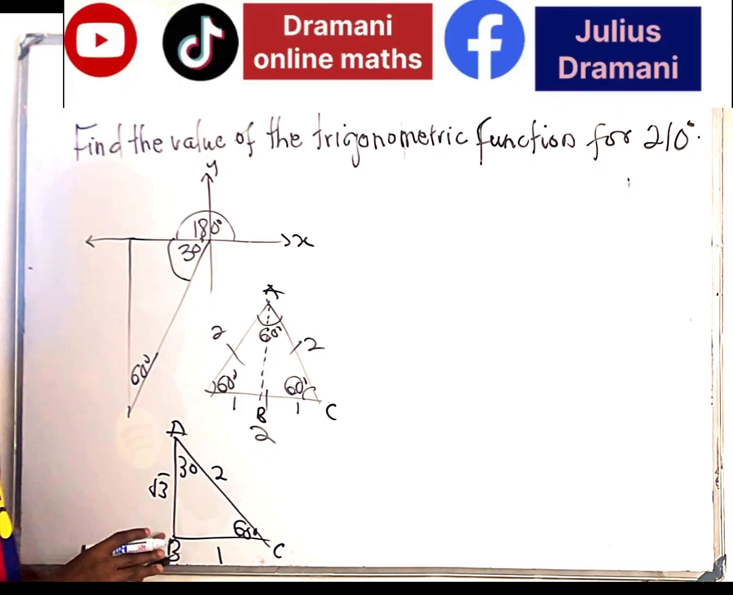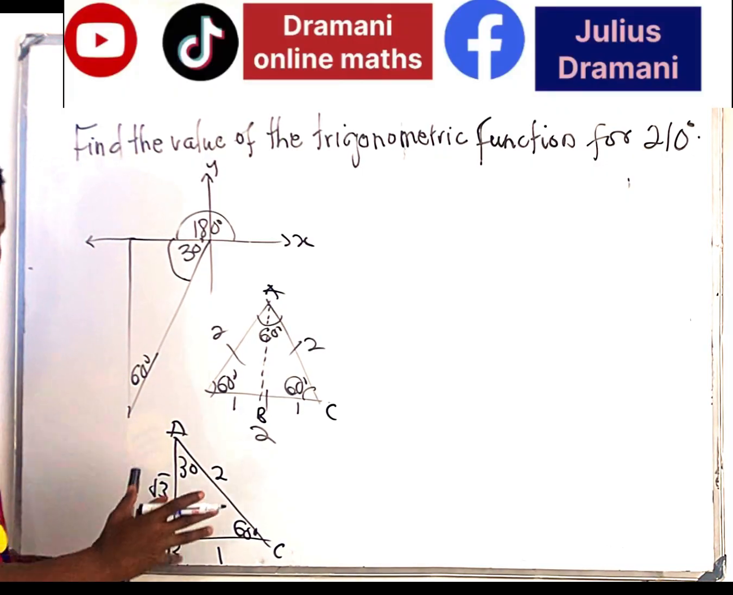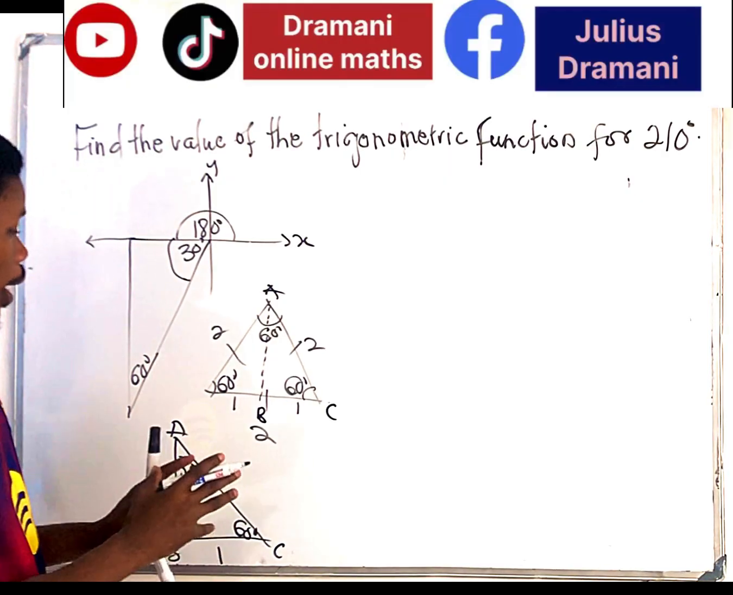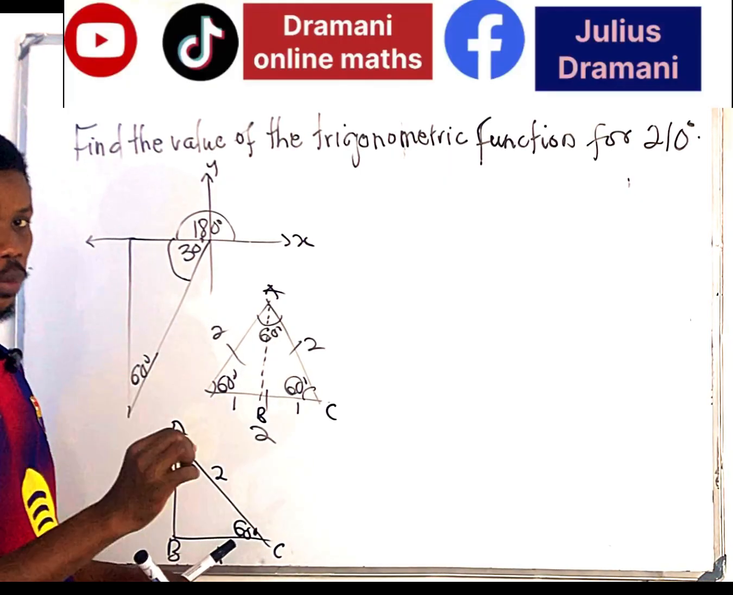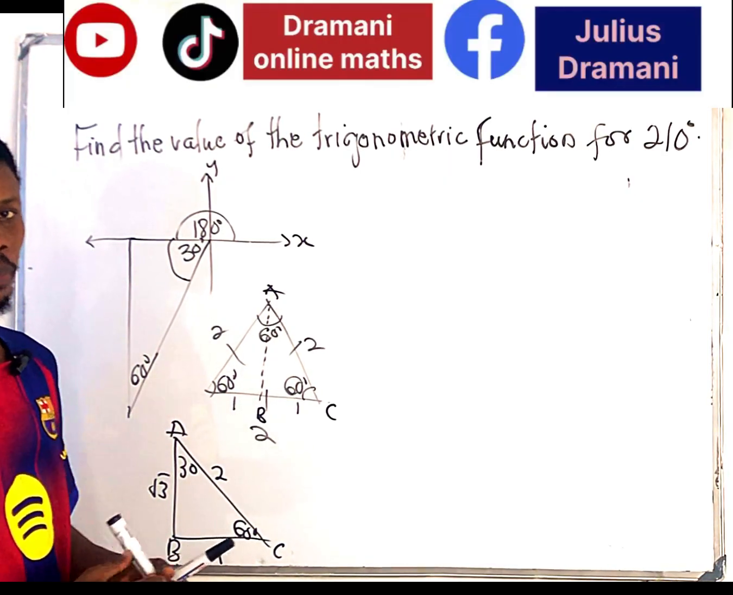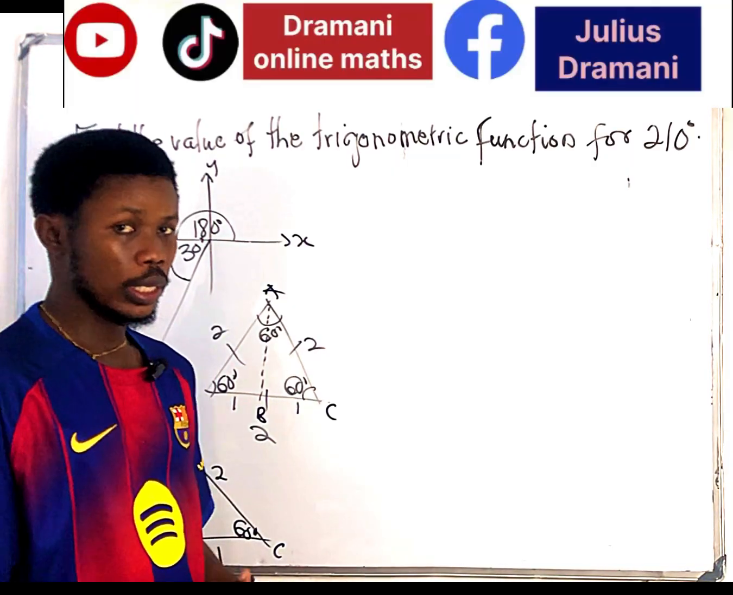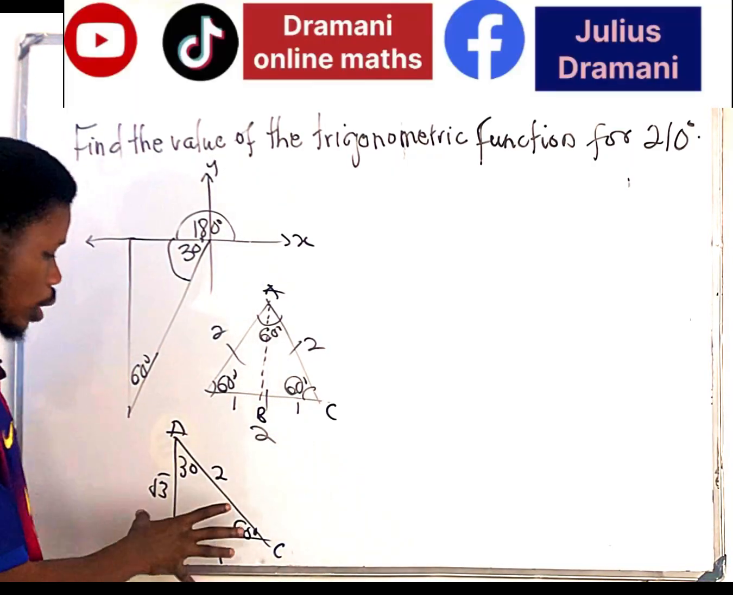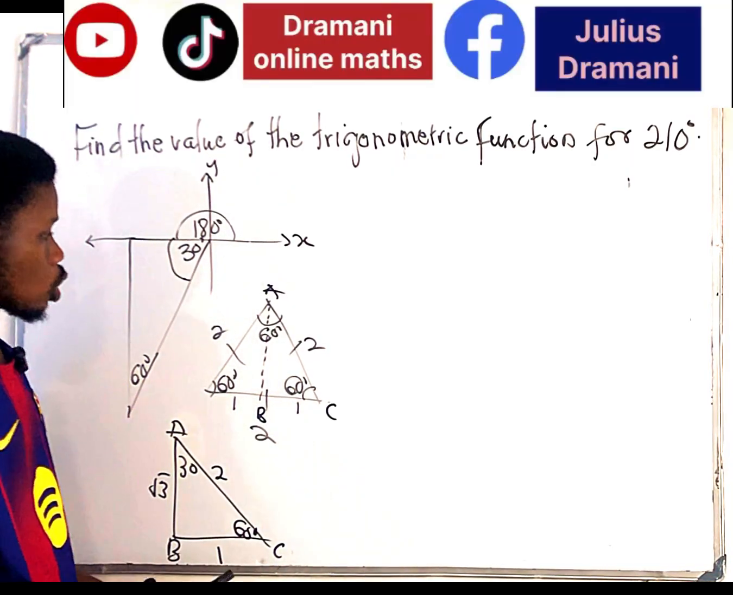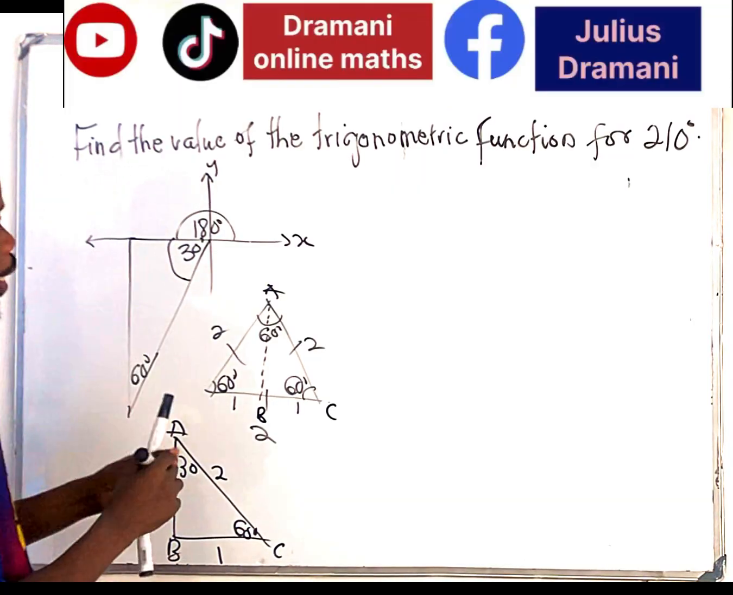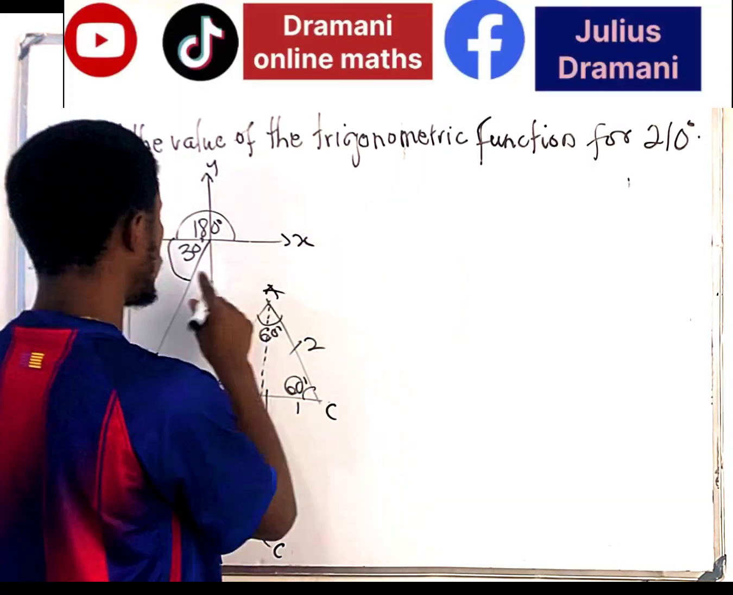If you don't understand anything here, you can visit the special angle video on YouTube, Dramani Online Mathematics. Visit my playlist where I've treated the special angle. You look at it, you understand it. So with this idea, I can get all my 6 trig ratios for the 30.